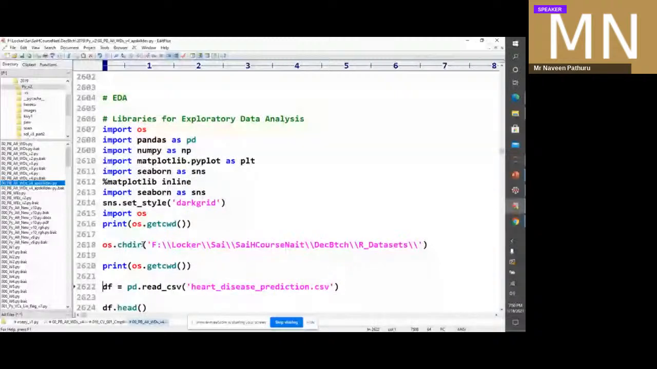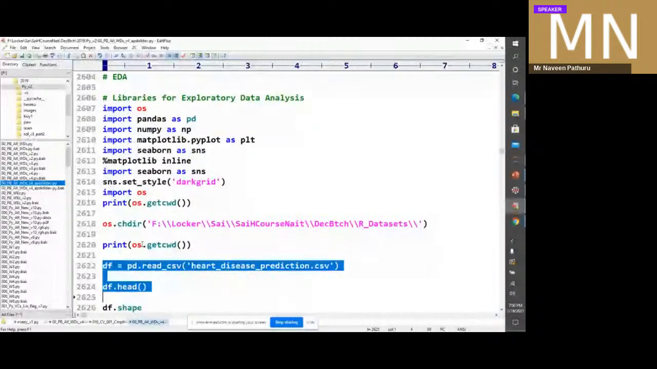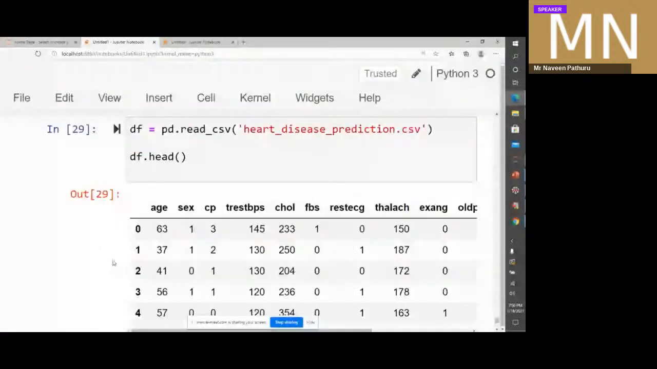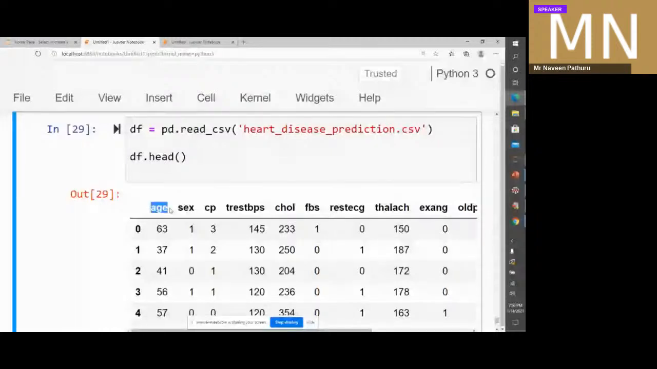Okay, so here is a data set, heart disease prediction. One more time, something we have earlier looked at. So we have a few columns: age is age, sex is gender, 1 is probably male, 0 is female. CP, I think it stands for chest pain, that is blood pressure.